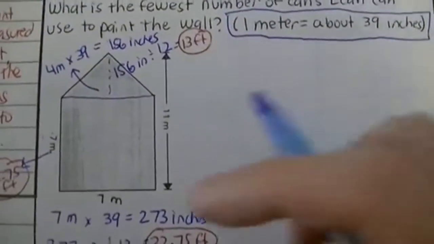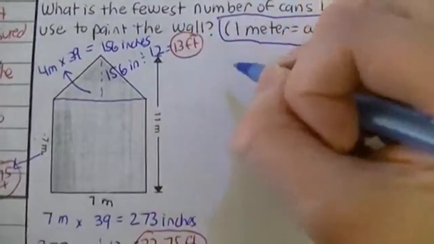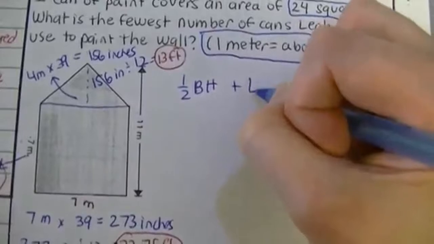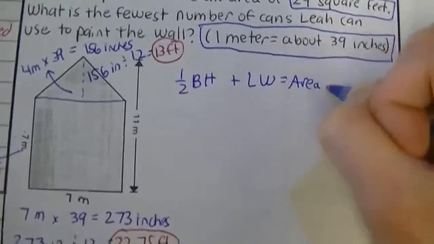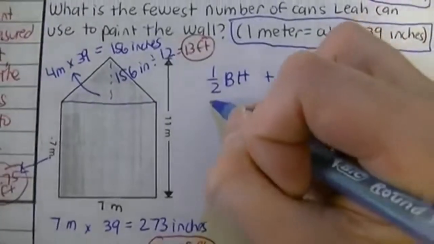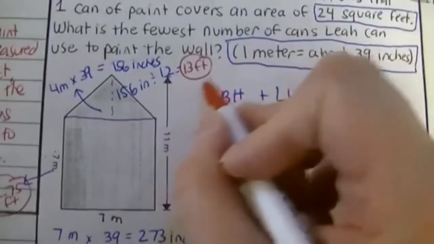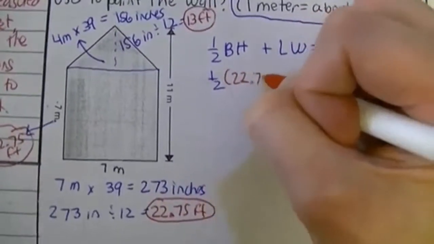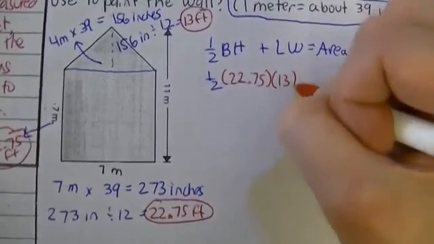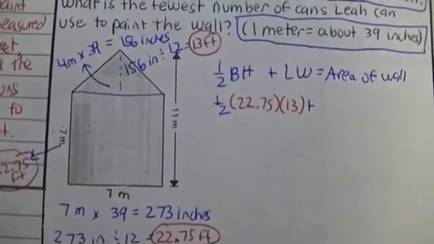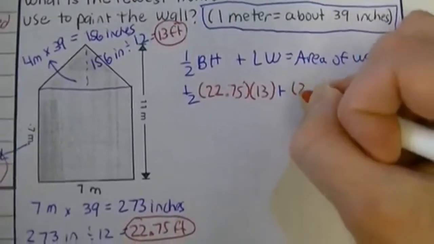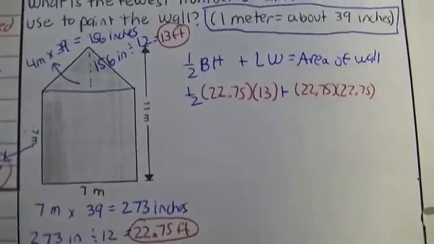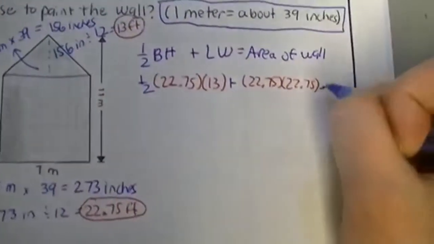Alright, let's find the area of this wall. Let's find the area of the triangle first. It's going to be 1/2 base times height, and we're going to add to it the area of that square, which is length times width, and that gives us the area of the wall. So 1/2, the base of that triangle in feet is 22.75, multiplied by the height, which is 13. We add it to the length times the width right there. And that would give us the area in feet squared, because that's what the measurements we used.